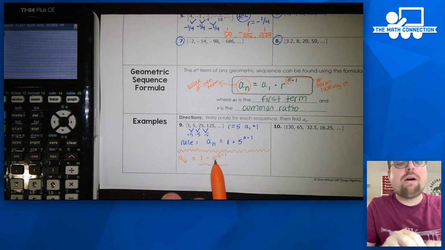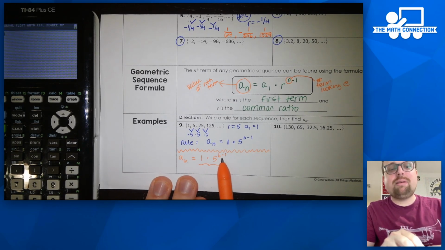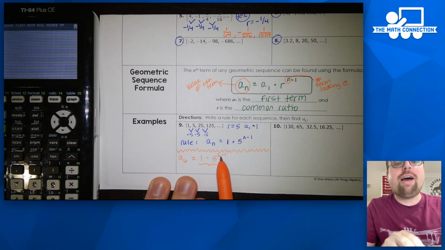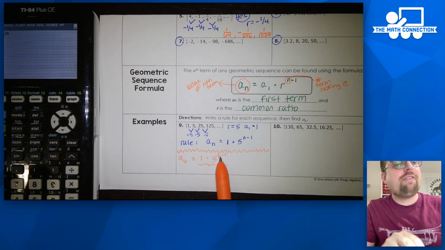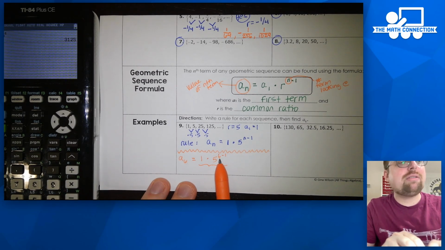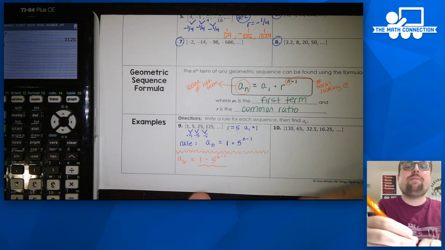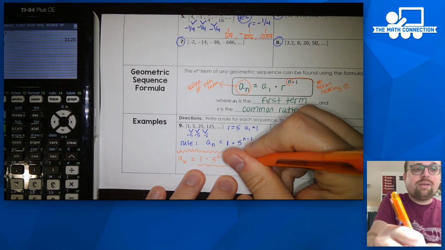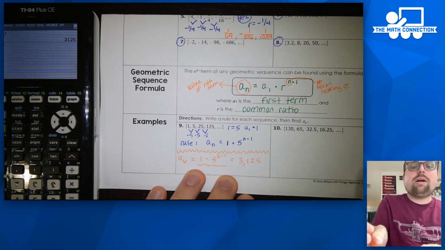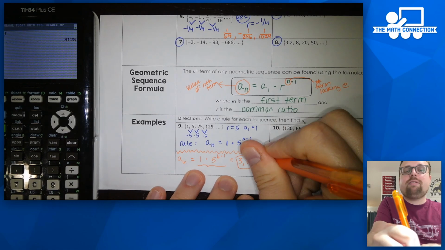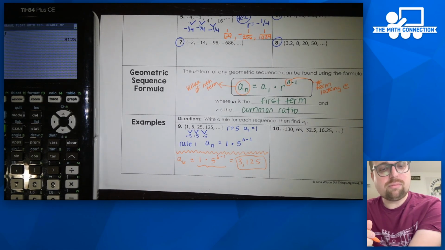So we need to do our exponents first because that's what happens in PEMDAS. So we need to do 5 to the power of 5. Well, 5 raised to the power of 5 is 3,125, and then we're going to multiply that by 1, which is itself. So the sixth term in this sequence is 3,125. I'm going to box my answer.